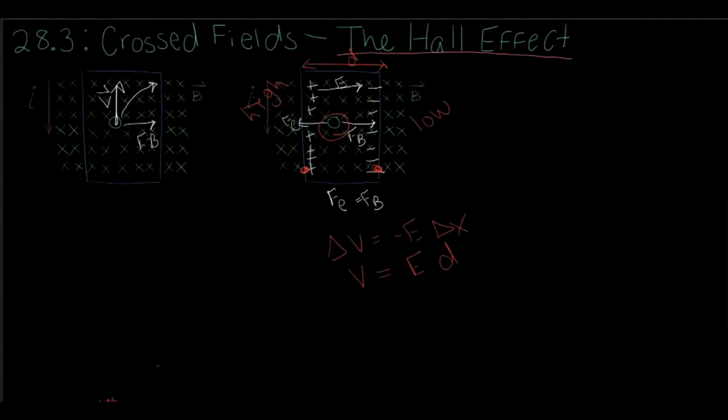Of course, there are some calculations involved in this. As we stated before, Fe equals Fb. As we know, Fe equals the charge times the electric field. So, e for the electron times big E for the electric field equals Fb, which we know is e times the drift velocity, V sub d, times the magnetic field.